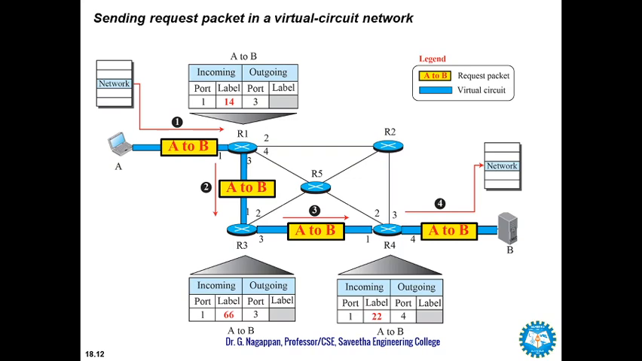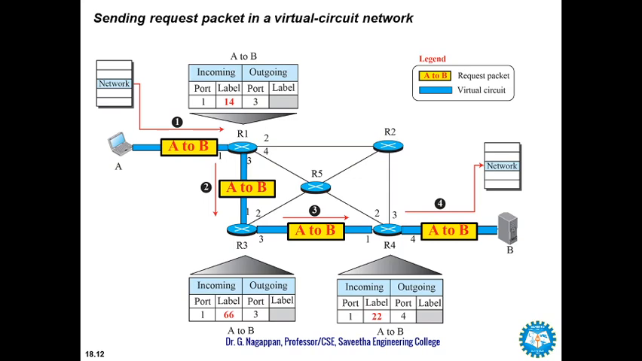And initially, how is the virtual circuit established? It is established with the help of a request packet. How is it sent? The request packet is going to contain, for example, A to B. A request packet is sent from the source to the destination, and this auxiliary packet carries the source and destination addresses alone.